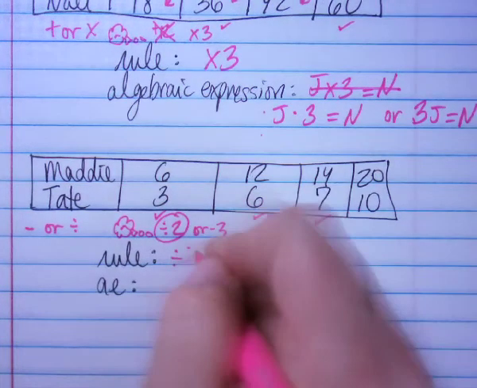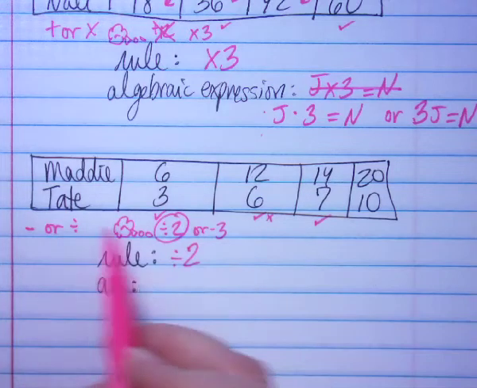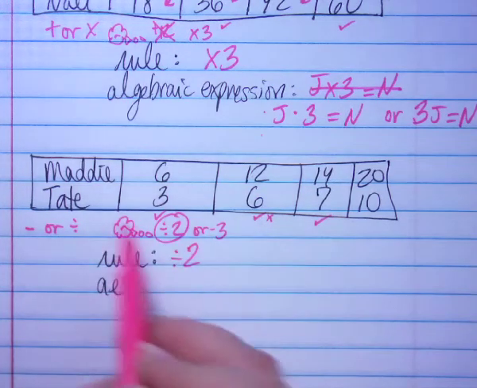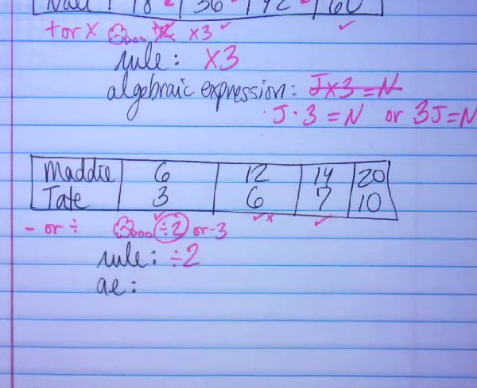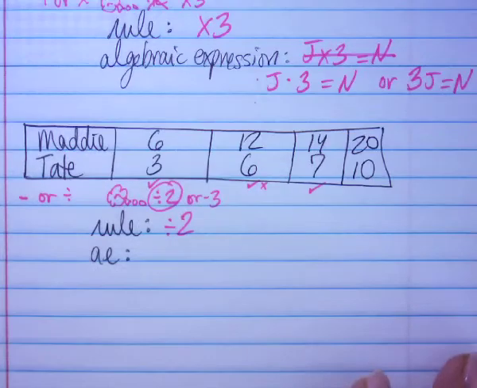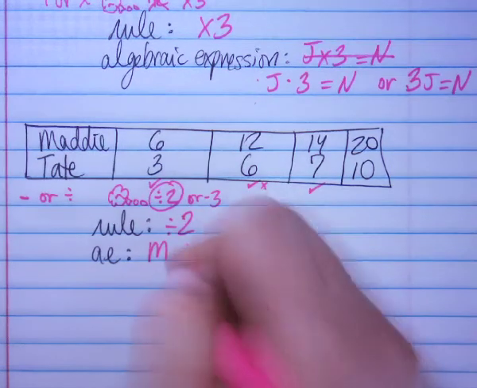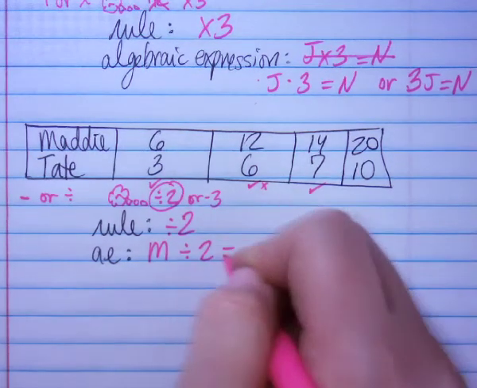Now, do I have to write all this business right here? All this pink business that I wrote? No, of course not. That's just what I'm thinking. That's kind of how we're working it through. So then what do you think our algebraic expression is? Good, I'm getting lots more hands. Nolly. M divided by 2 equals T. Good.